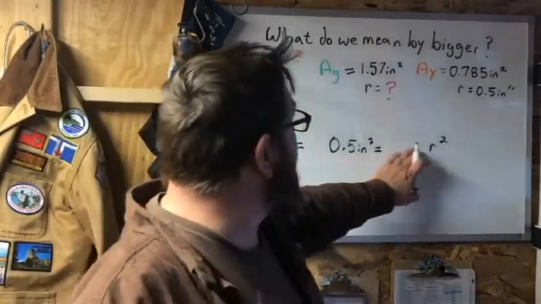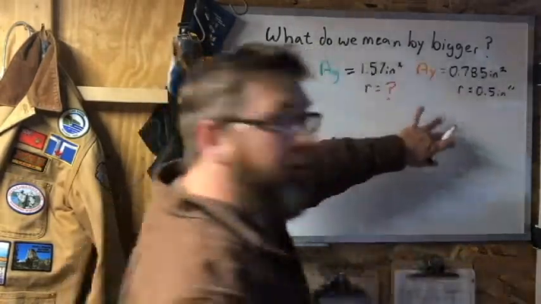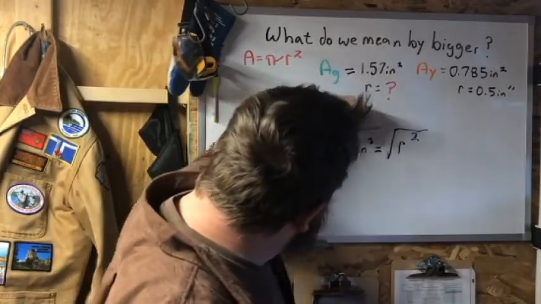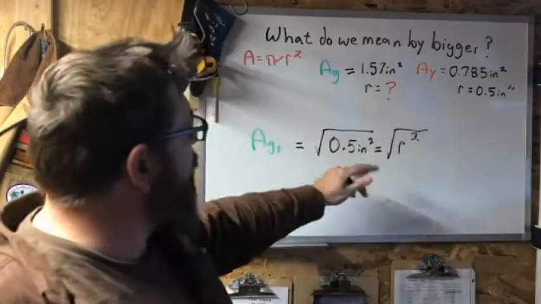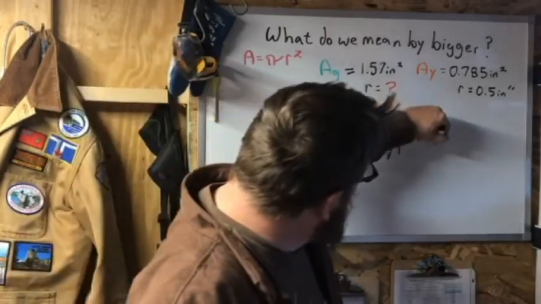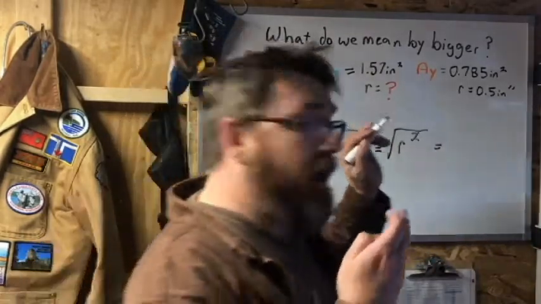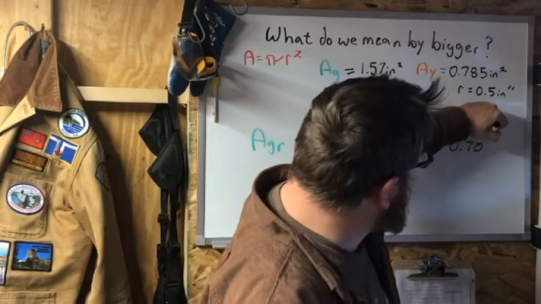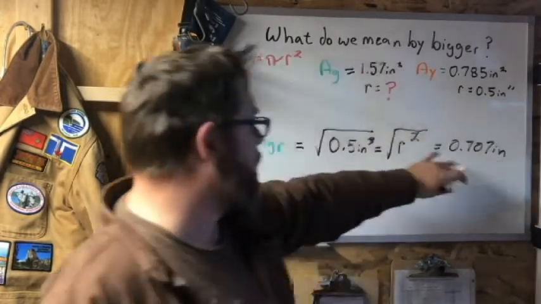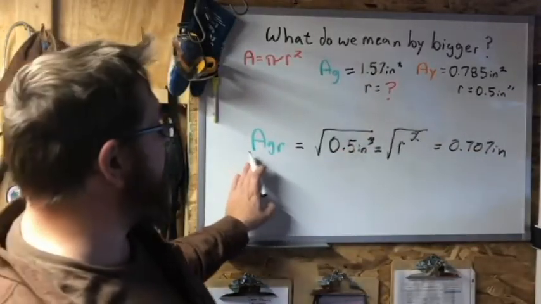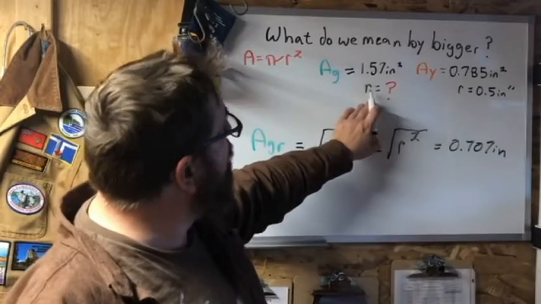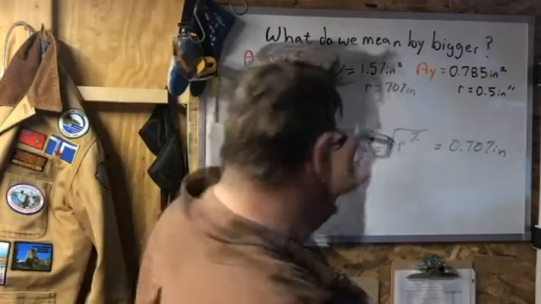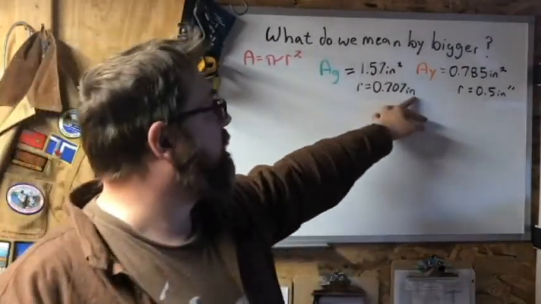But we're not done. We have to get r by itself. So we just scooch it a little bit closer and we just take the square root of that, and that will not only get rid of our squares, but it leaves our radius as 0.707 inches. And I change this to an r now because that's our new radius. So our radius calculated for our proportional green circle is now 0.70 inches.